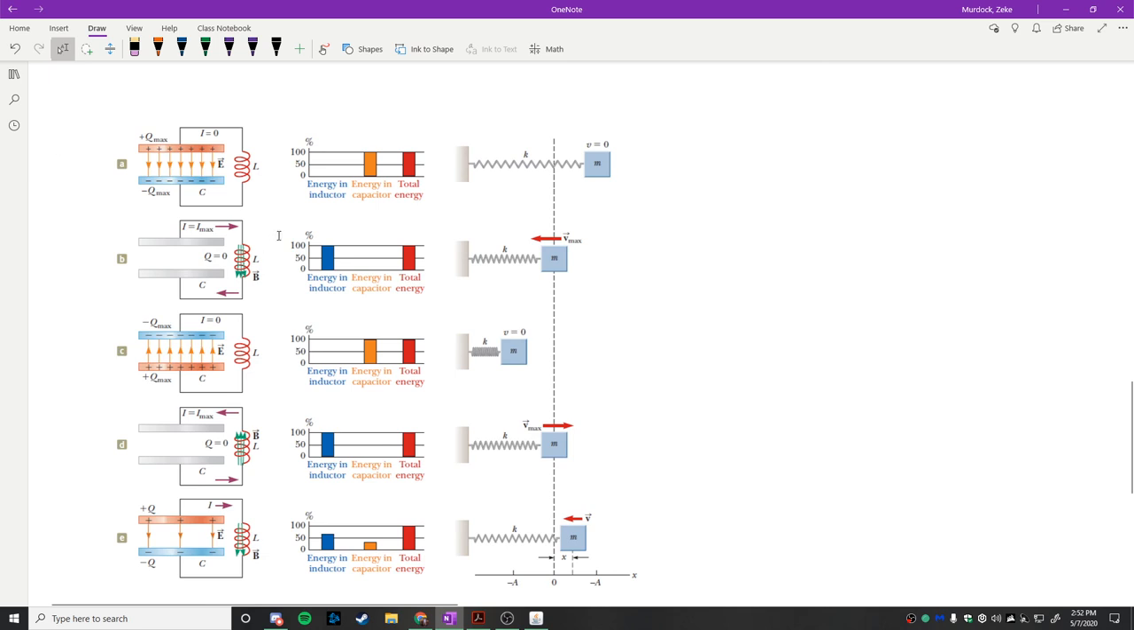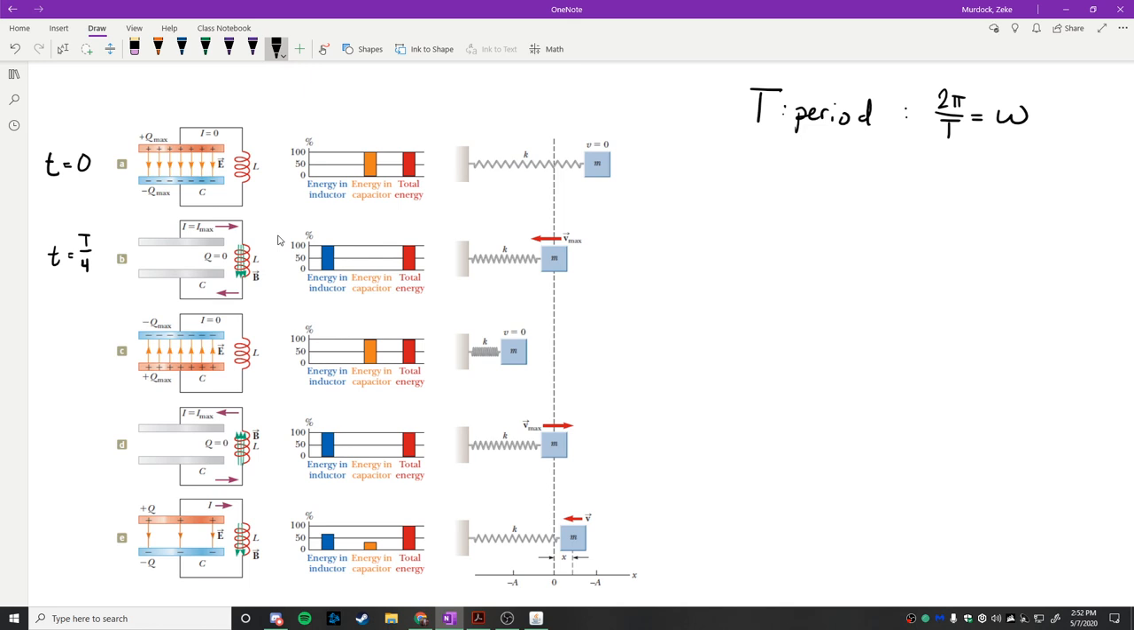We can say that if we described these as occurring at different times, this one would occur at a time equal to zero. This one would occur one quarter of a cycle later. If we let capital T represent the period of the oscillation, the period is related to the angular frequency as 2 pi divided by T is equal to omega, or 2 pi over omega is equal to T. The period is the time for one oscillation.